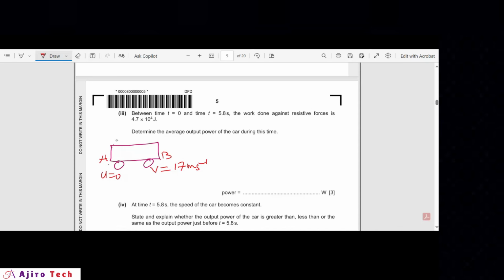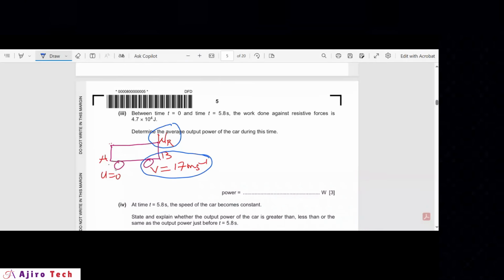Now there will be work done against the resistive force from A to B. So by the time the car moves from A to B, there will be work done against air resistive force. Let me call this one work done by resistive force. So at my output end, I'm going to have that and also the work done due to kinetic energy. At my input end, I only have 0 work done because it's starting from rest.